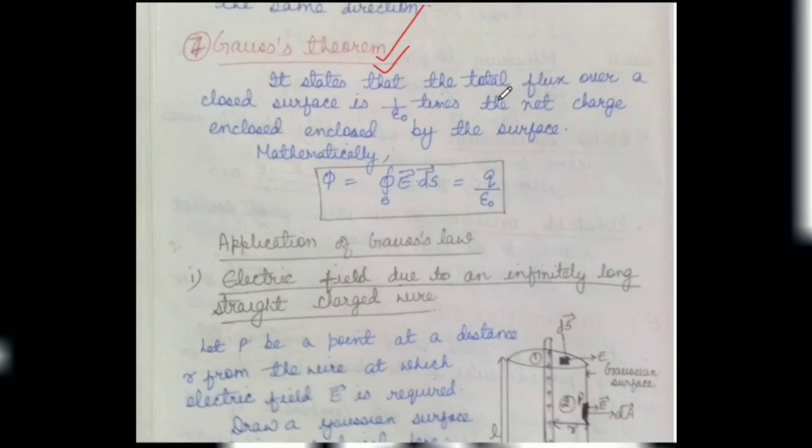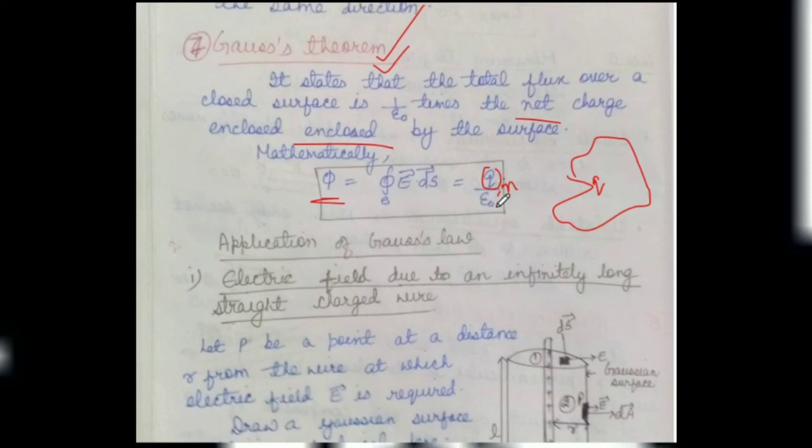It states that the total flux over a closed surface is 1 by epsilon naught times the net charge enclosed by the surface. Suppose this is a closed surface, any closed surface. How much total flux is there in this closed surface? Total flux is always equal to the total charge enclosed by the surface divided by epsilon naught. Q is the total charge enclosed inside this surface, right? And this phi is equal to, for a closed surface, E dot ds.